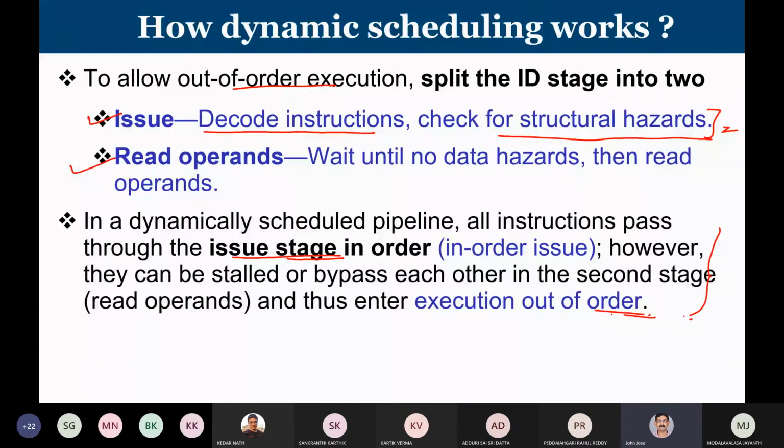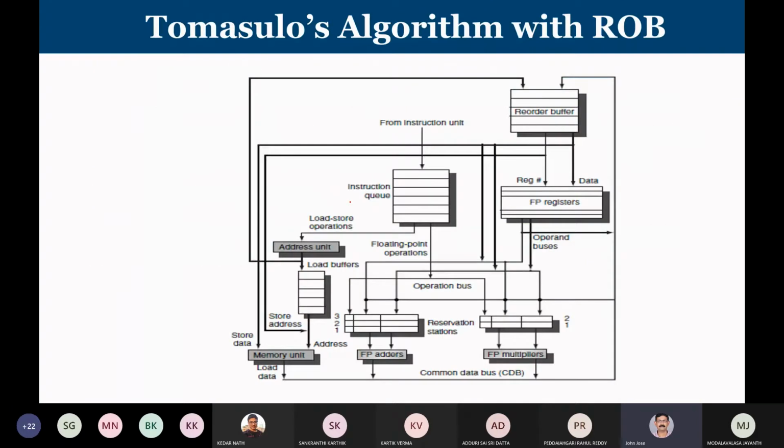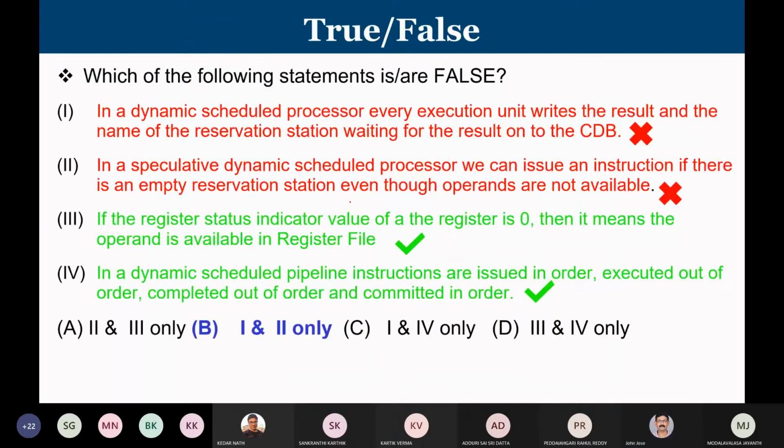So in a dynamically scheduled pipeline, issue is in order, then execution is out of order, completion is out of order, and commit will happen in order. So the fourth statement is also correct. It is issued in order, executed out of order, completed out of order, and committed in order. Since statements 3 and 4 are true, which of the following statements are false? 1 and 2 are the only false statements. This is the answer.